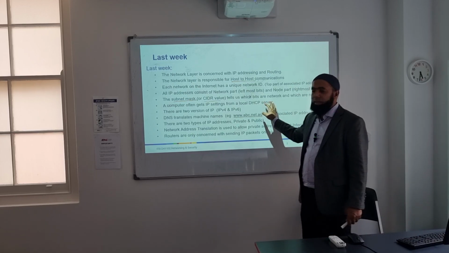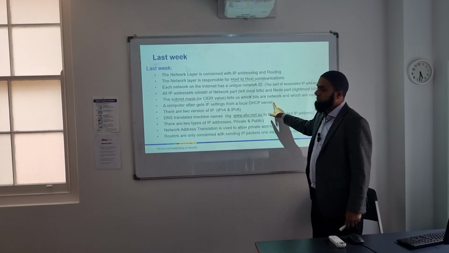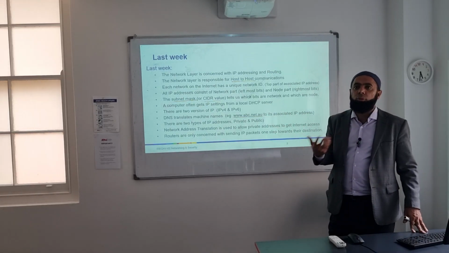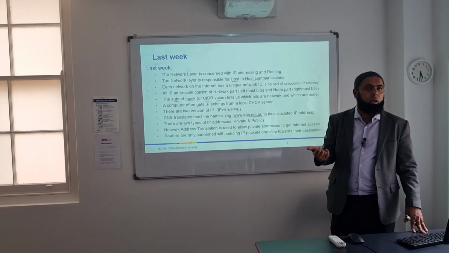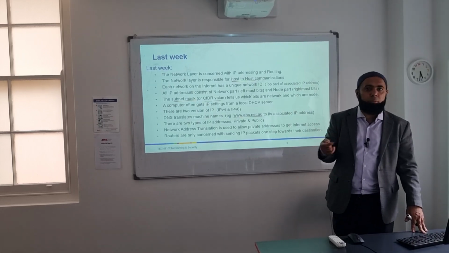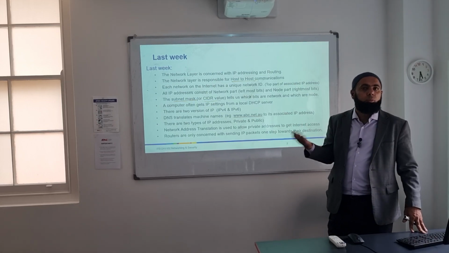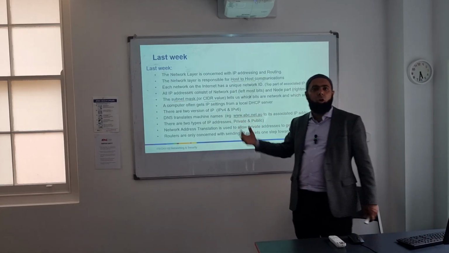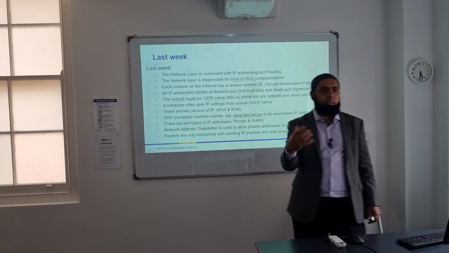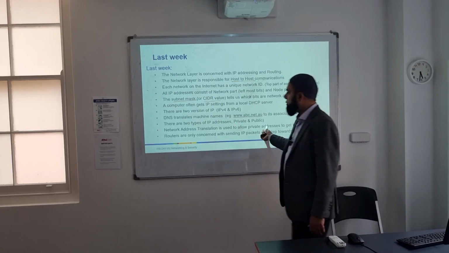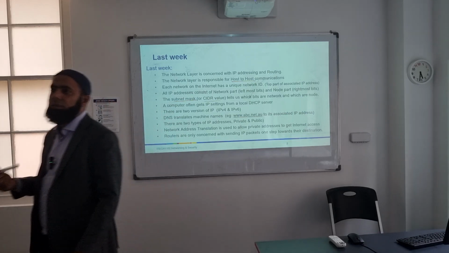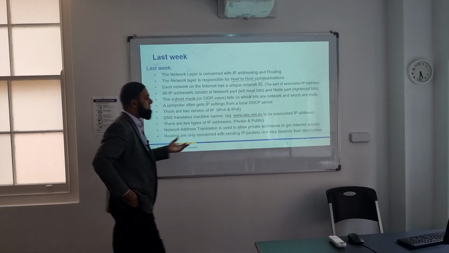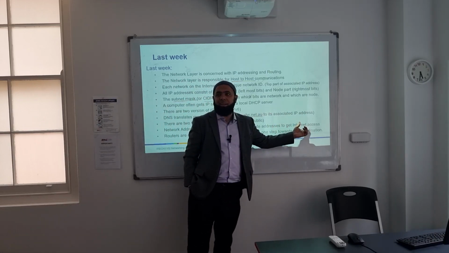And your computer always works with the DHCP server to get the IP settings. Then we learned about two different versions: IPv4 and IPv6. IPv4 has 32 bits, IPv6 has 128 bits. And for DNS, domain name servers, the job is to translate domains into IP addresses. And then in the last, we have seen network address translation. That is all about giving the private addresses access to the internet.